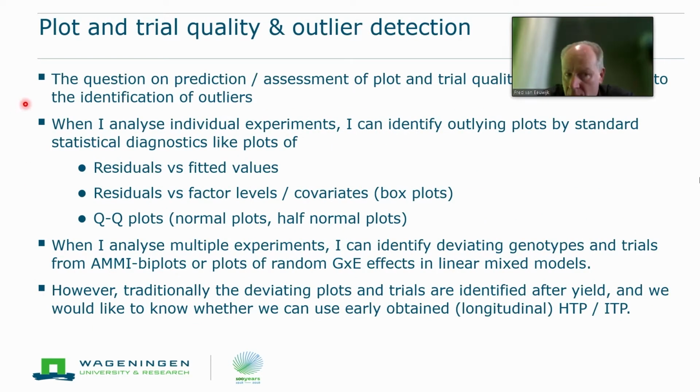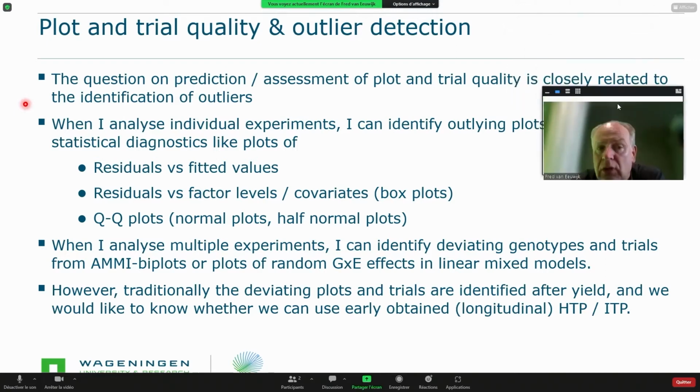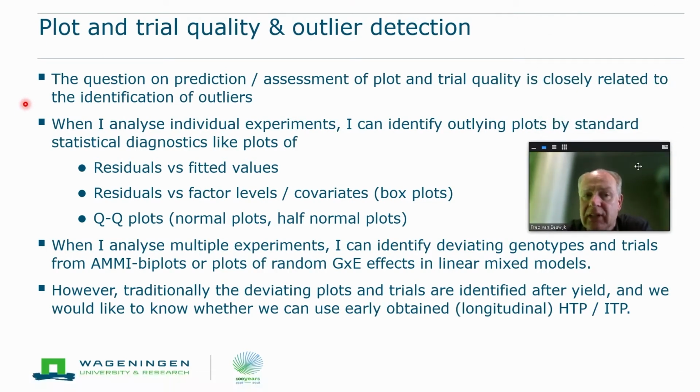Now, when I started to think about what to do with respect to this question, it came to my mind that if we want to know whether a particular plot or trial later on in the growing season is going to be deviant, that's a little bit like predicting an outlier, predicting an outlying plot, predicting an outlying field. And I also remember that we have done a lot of work over the last years within the context of the EPPN 2020 project on the identification of outliers.